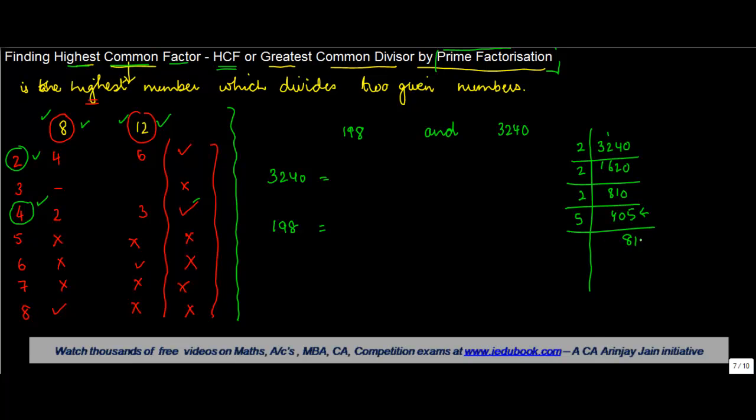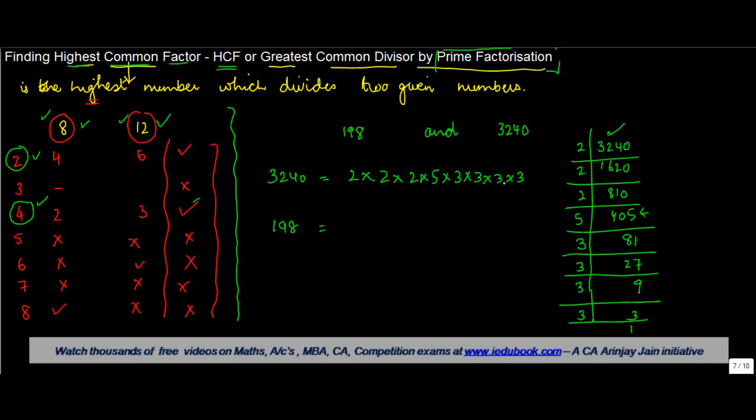81, because it's 1 at the end, cannot be divided by 2. Because there is no 5 or 0, it cannot be divided by 5. So we take the other prime number, 3. When you divide this by 3, you will get 27. Again 3, 9, 3, 3, 3, 1. So you can also write 3240 as 2 into 2 into 2 into 5 into 3 to the power 4, or 2 to the power 3 into 5 to the power 1 into 3 to the power 4.